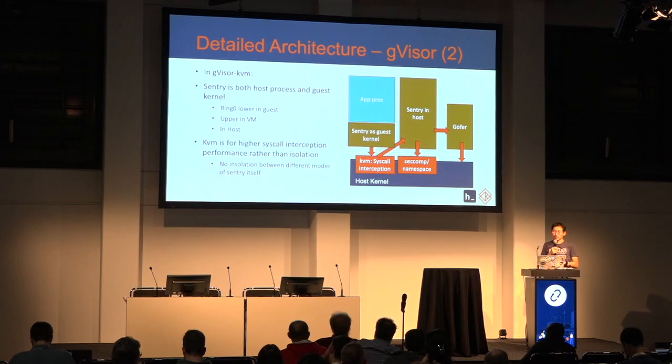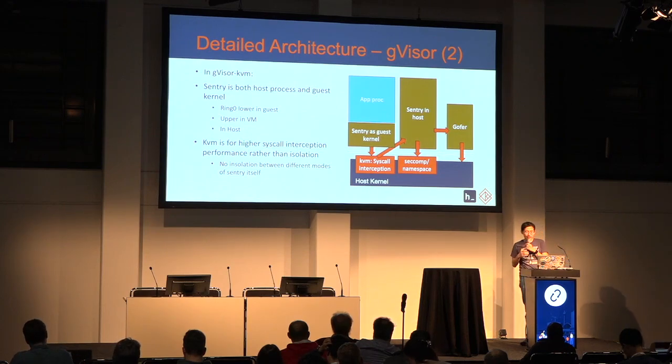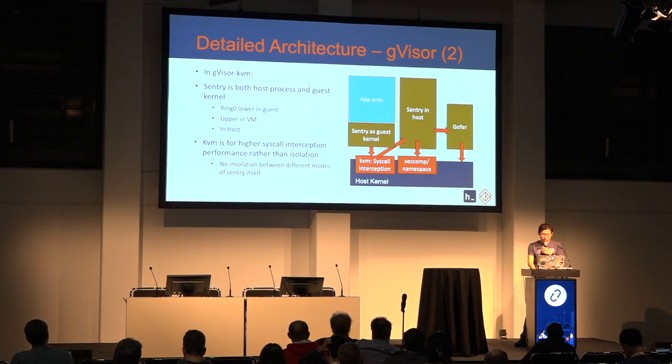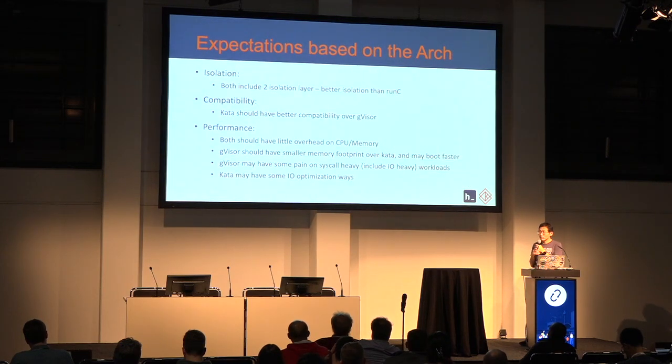So, in other words, the KVM here is used to catch the syscalls. It's not for the isolation. The isolation part is still the same as the last page said. That's about the architecture of gVisor. So the main focus of gVisor is still the interception performance, and here is the summary of the architecture comparison.